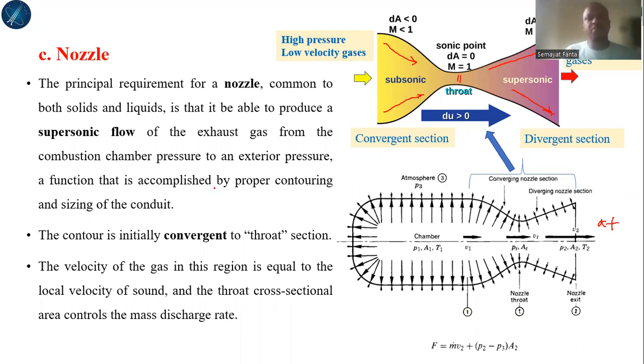So the principal requirement of a nozzle, common to both solid and liquid, is just to be able to produce supersonic flow of the exhaust gas from the combustion chamber pressure to the exterior pressure. That is accomplished by proper contouring and sizing. Contour means the shape, the profile. We have to give a proper profile and a proper size or dimension. The contour is initially convergent. Yes, it is convergent here.